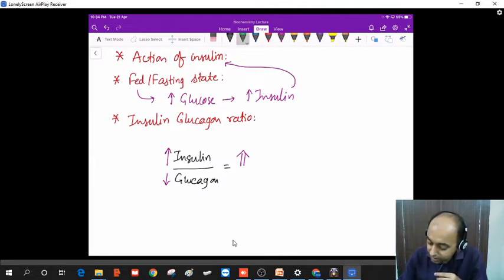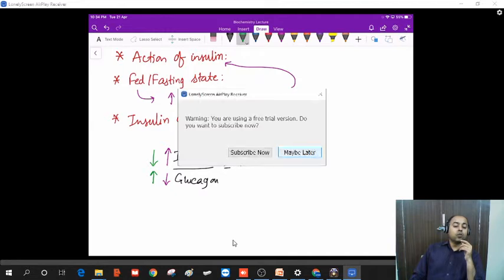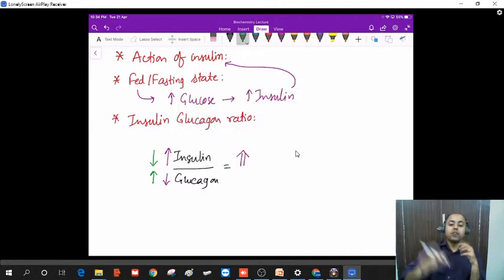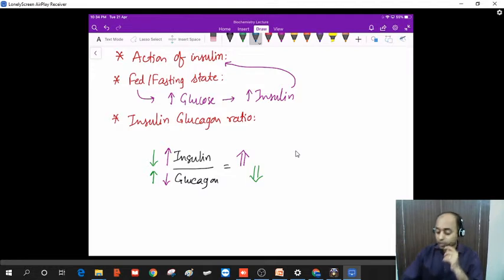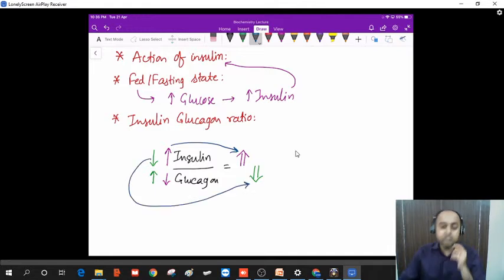In the fasting state, the insulin will fall, the glucagon will rise. What will happen to the ratio? Our numerator has become smaller, the denominator has become bigger, so the overall ratio will fall. Now this is very interesting. Please look very carefully at what I'm going to mention now. When insulin increases, the insulin glucagon ratio increases. When insulin decreases, the insulin glucagon ratio decreases.